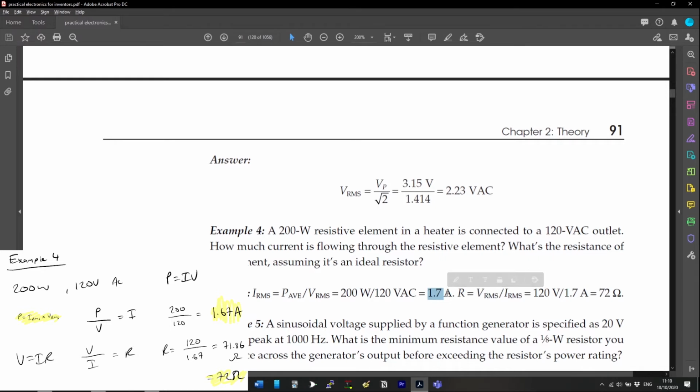Oh, we got 1.67. So yeah, wrong. I'm joking, but we should round it up. That's fine, the 1.67 amps. And then the resistance is equal to VRMS divided by IRMS, which is 120 volts divided by 1.7 amps, and that gives you 72 ohms, which you got correct as well. Nice.